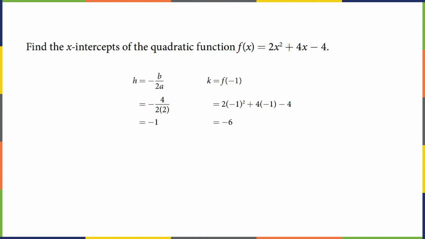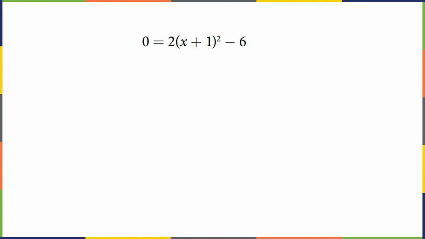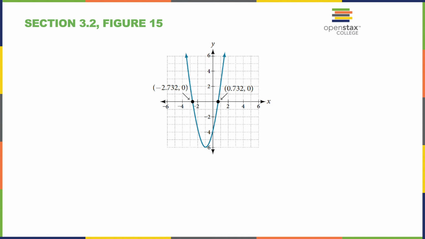So again, just to recap here, for those of you who have a hard time with my handwriting, h equals negative b over 2a gave us negative 1. Then for k, we plugged the negative 1 back into the function, and we got negative 6. And then we know that gives us 2 times x plus 1 squared minus 6 as the function. And we set it equal to 0.